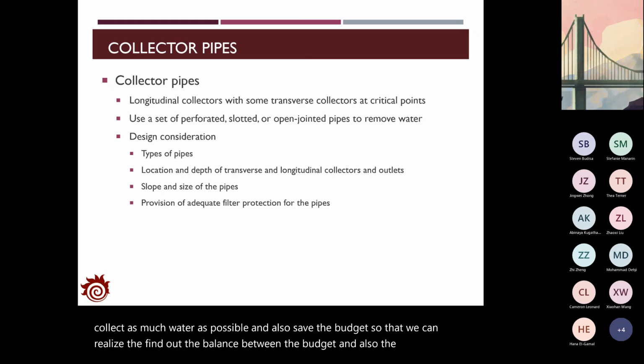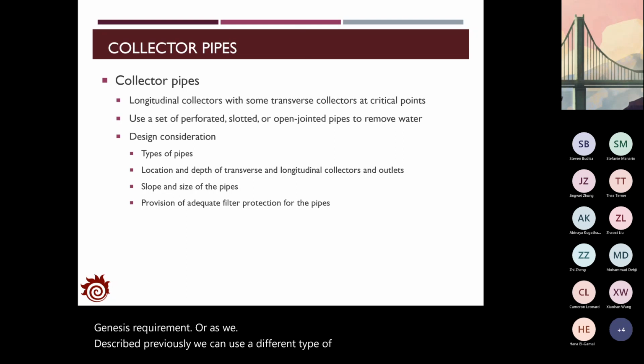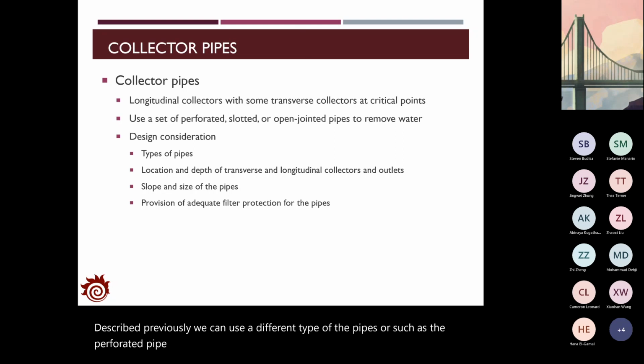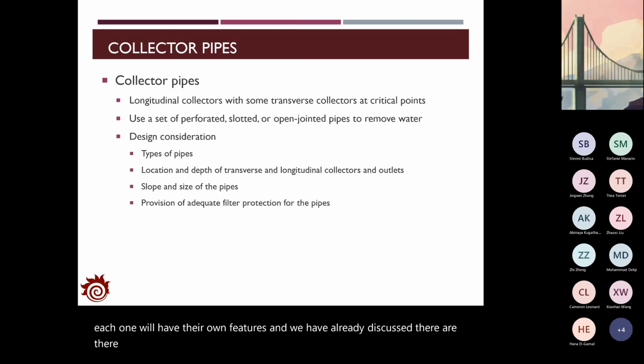drainage requirement. And as we described previously, we can use different types of pipes, such as the perforated pipes, the slotted pipes, or the open joint pipes to remove the water. And each one will have their own features, and we have already discussed their permeability requirement and filtering requirement in the previous lectures.